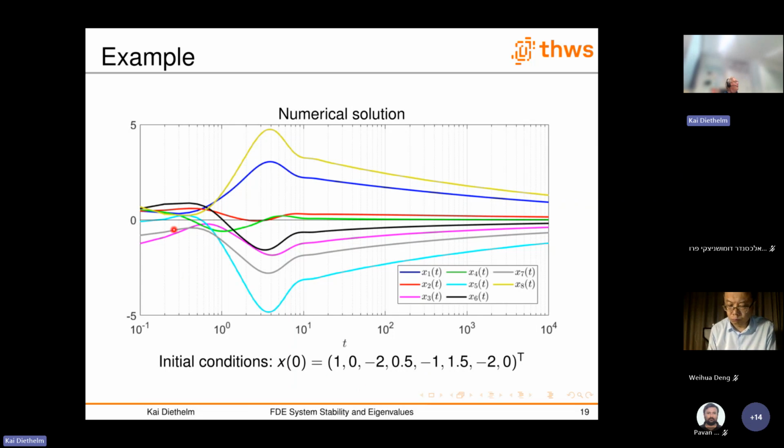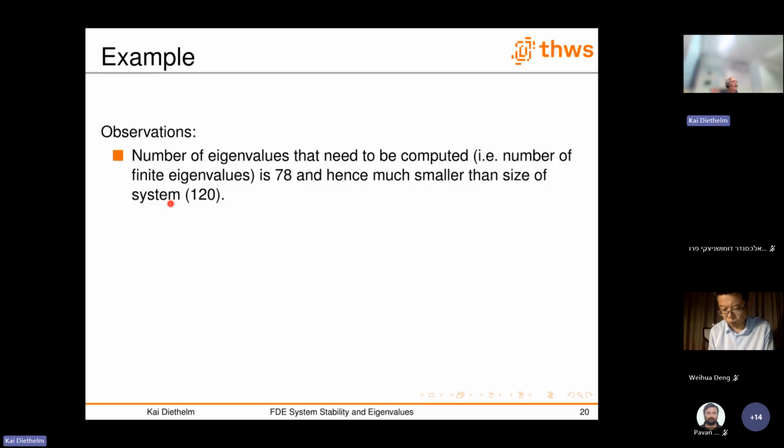Let's compute a solution numerically, picking some relatively randomly chosen initial values here, and then we compute the solution and plot the 8 components. Here is the result. You can see we have a logarithmic scale on the horizontal axis, and you can see that each component, all those 8 curves, tend to 0. Good.